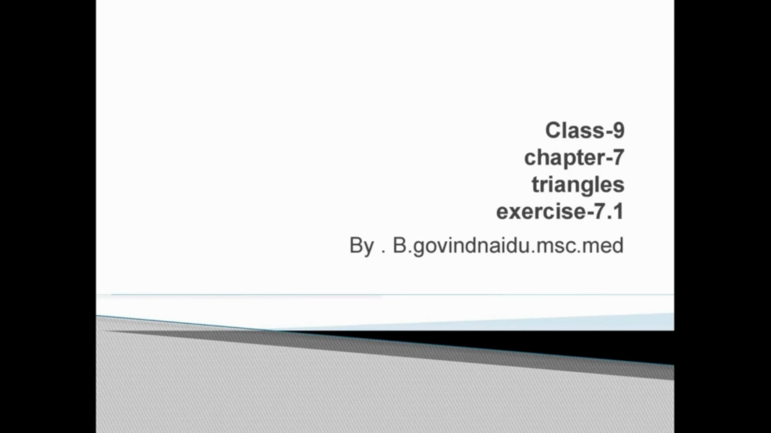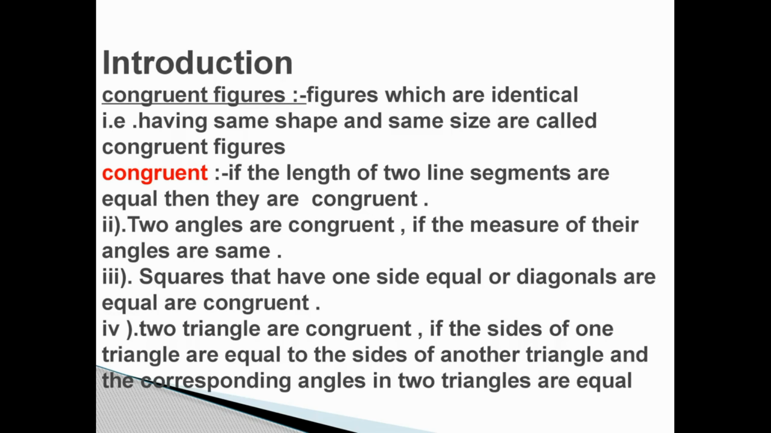We are going to discuss class 9 chapter 7 triangles exercise 7.1 introduction. First, congruent figures. What is meant by congruent figures? Figures which are identical, that is having the same shape and same size, are called congruent figures.